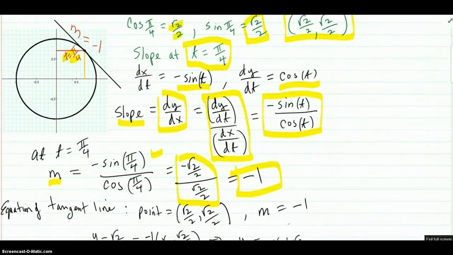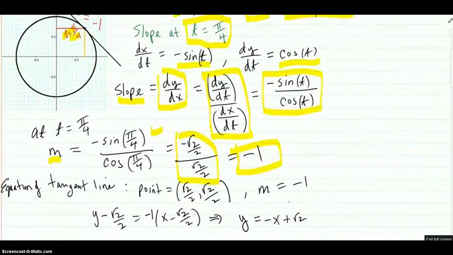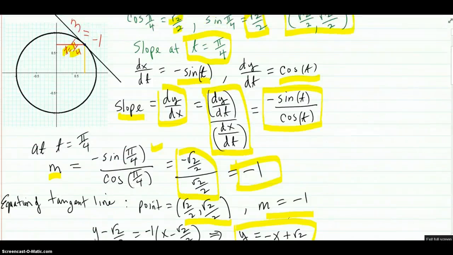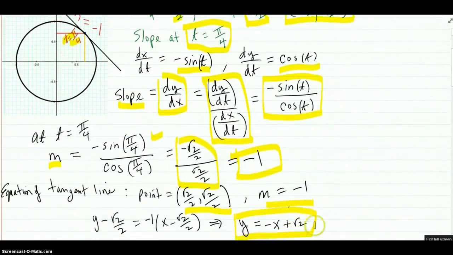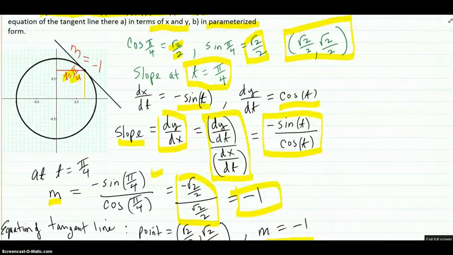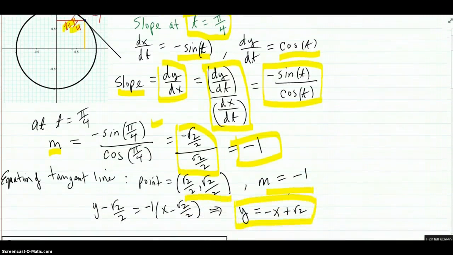Okay, so that's all there is to finding the slope. And then we have our point and our slope. So the point-slope formula yields this line here, and it has a y-intercept of square root of 2, and sure enough, right up here it would have the square root of 2, because this is 1. So that's perfect.